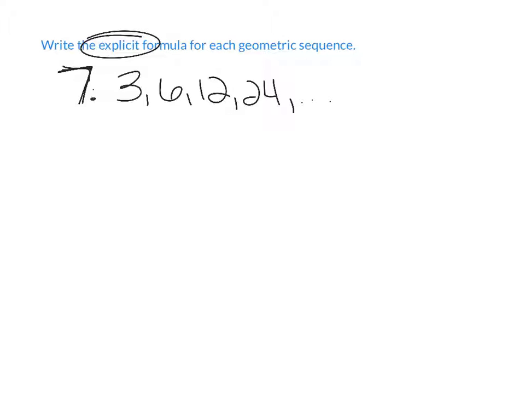Okay, so what we're going to do is develop the explicit formula. We're going to start here with my first term, which we call a sub 1. Now, a sub 1 is 3. Now, if I wanted to move down and talk about a sub 2, obviously, a sub 2 is 6. But what we want to talk about is how do I get from a sub 1, which is 3, to 6? Well, I would take 3 and multiply it by 2.